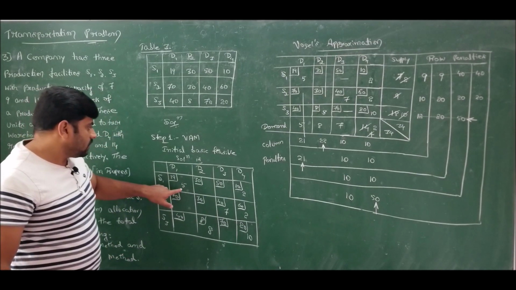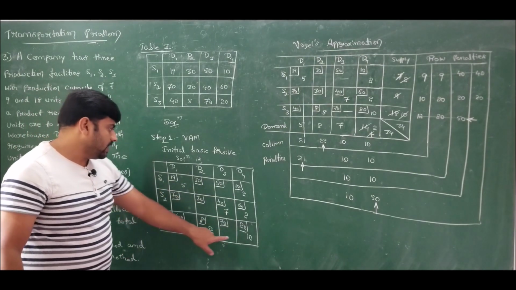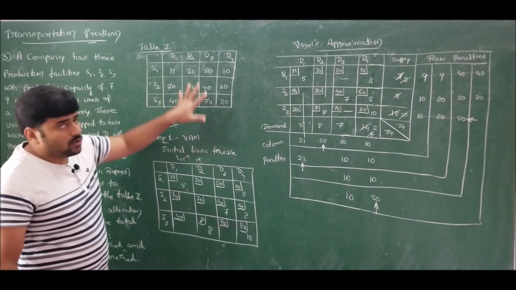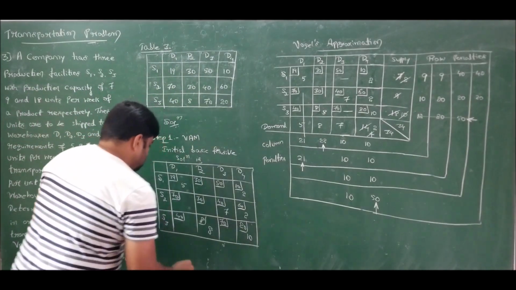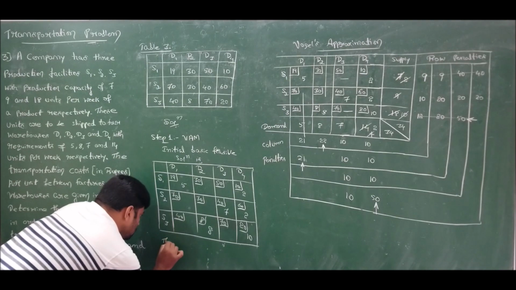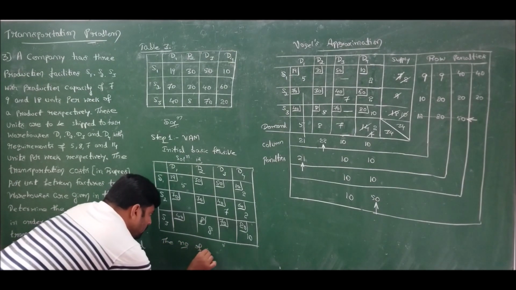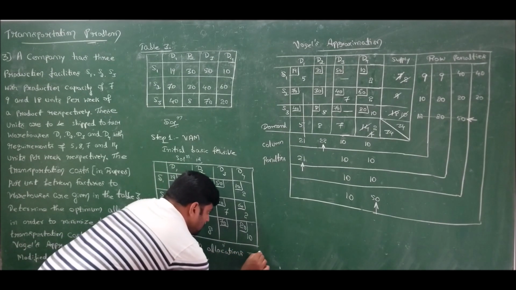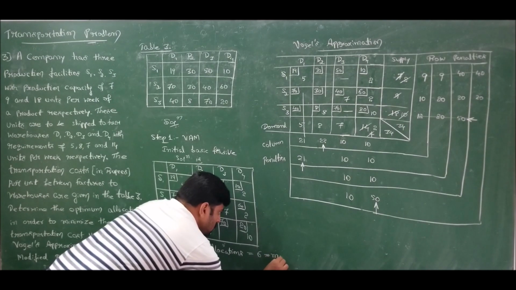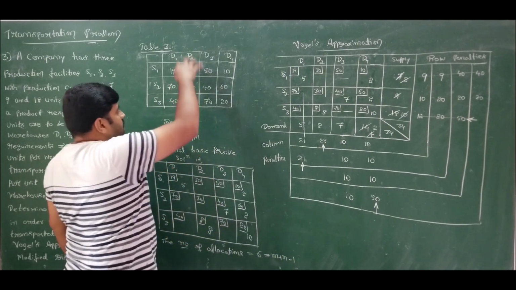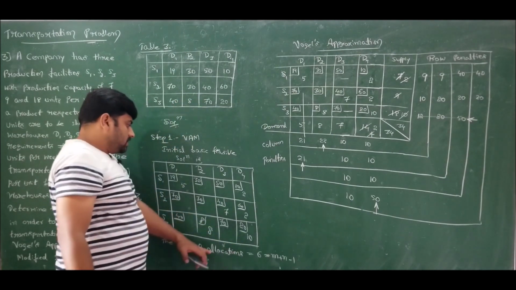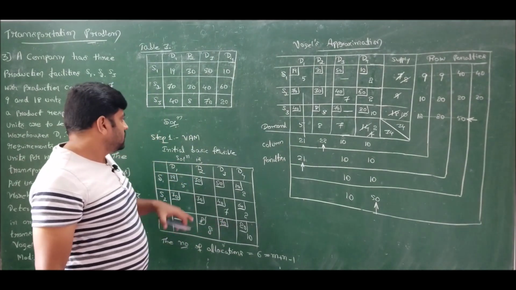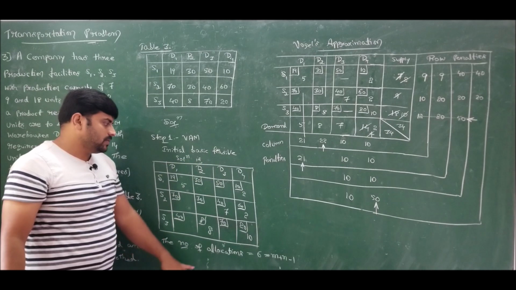So the number of allocations is 1, 2, 3, 4, 5 and 6. We have a total of 6 allocations and we have 3 rows and 4 columns. So the number of allocations is equal to 6, which is equal to m plus n minus 1. That is 3 plus 4 is 7 minus 1 is 6. So since allocations is equal to m plus n minus 1, we have got a non-degenerate basic feasible solution. This is an initial non-degenerate basic feasible solution.